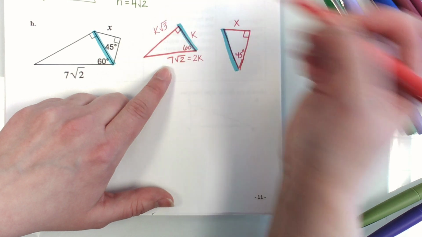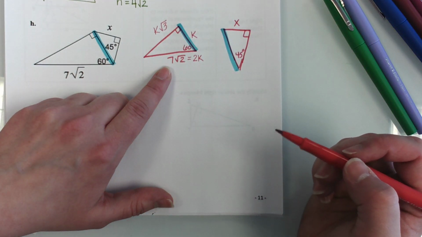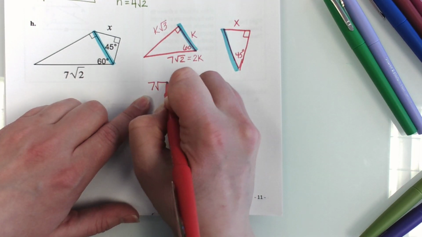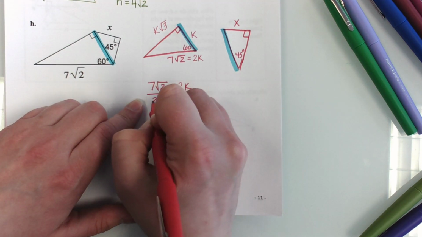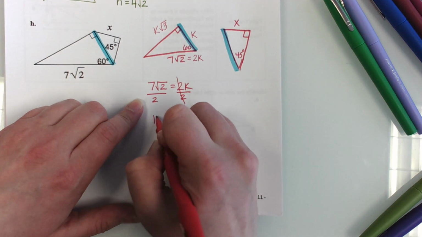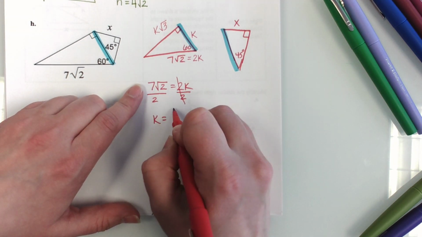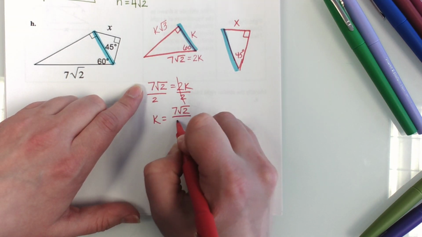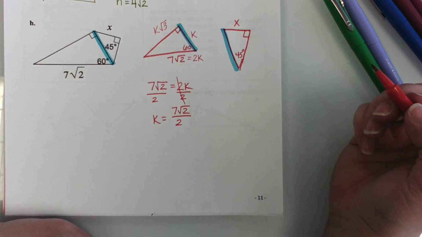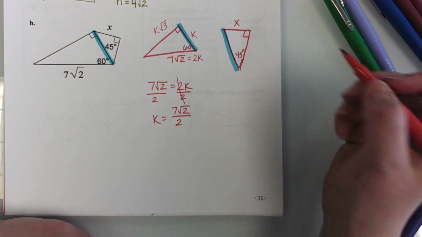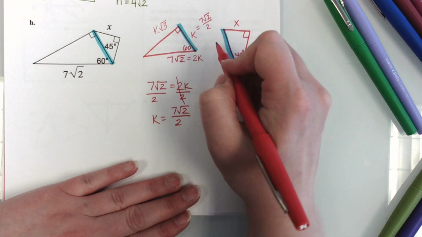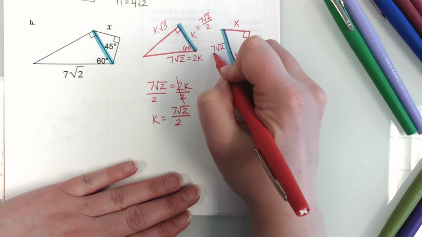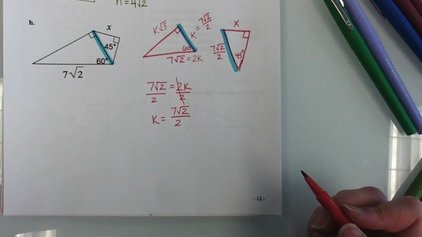Okay. I'm going to solve this. 7 square root of 2 equals 2k. Divide by 2. And 7 over 2 doesn't simplify, so it's 7 square root of 2 over 2. Which is what this side is. That side's k. And I'm going to put that here, because that's the shared side.